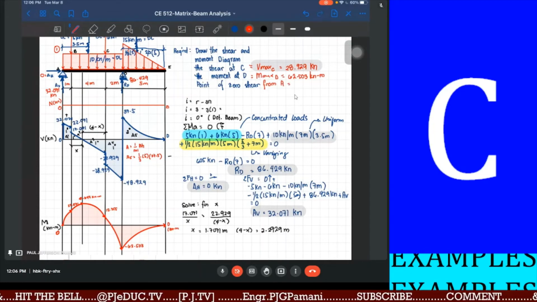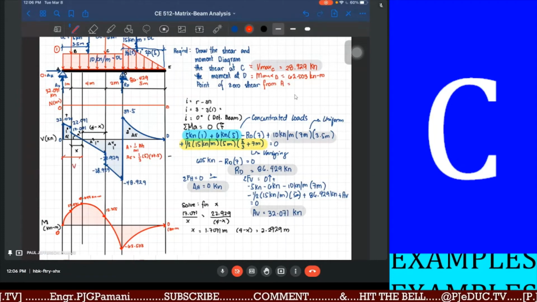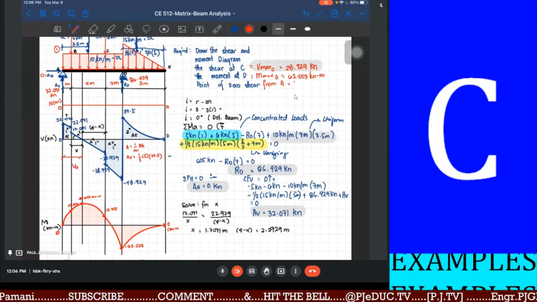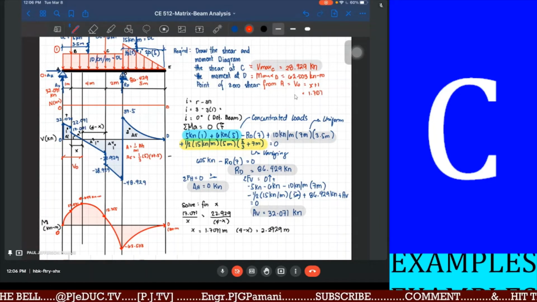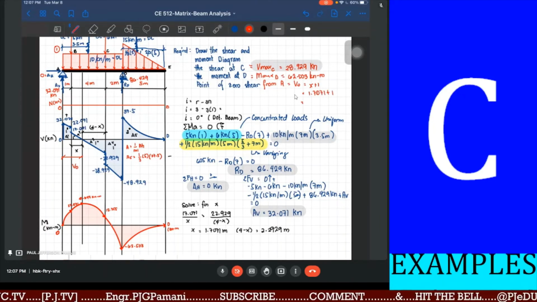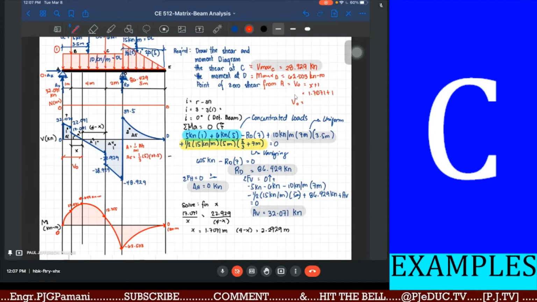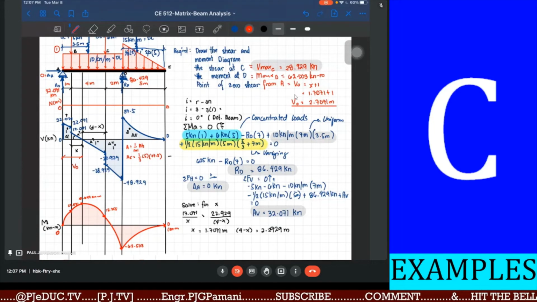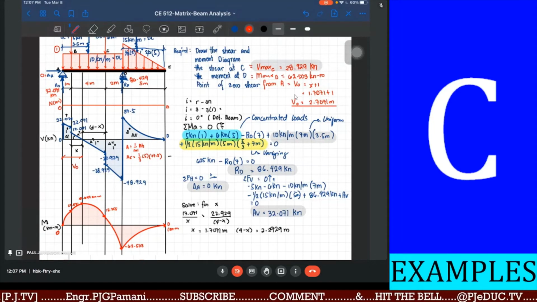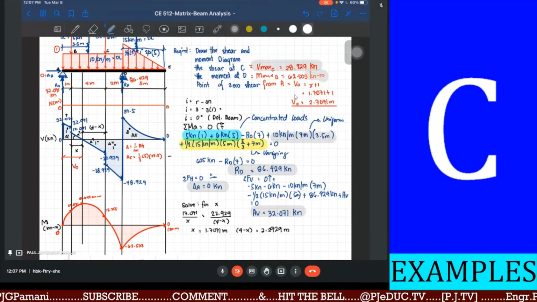The location of zero shear, let's just say from point A. The location of zero shear from point A is x plus 1 meter. That is 1.7071 plus 1, or point of zero shear is at 2.7071 meters. Okay? Yun na yung ating final answer for this problems.